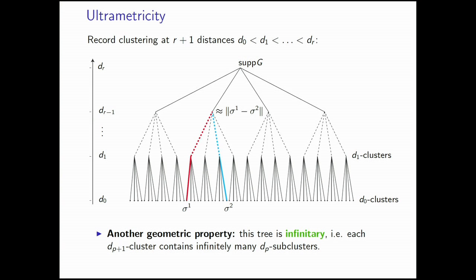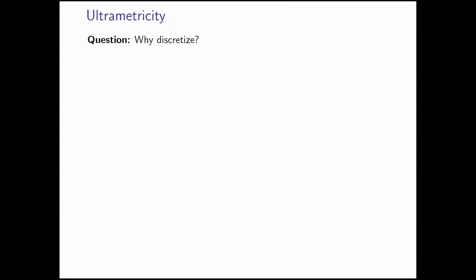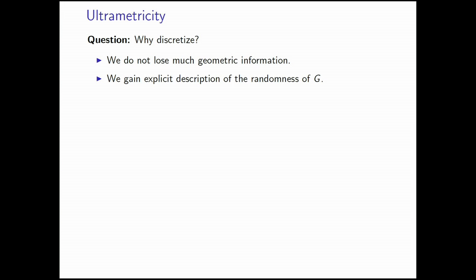And so the question is, okay, why did I discretize? Because if you go back here, I could have just as easily drawn those merge points at any point of time. Well, the reason is that on one hand, we don't lose any geometric information about the distances between points except for this little error, right? But what we gain by discretizing is a very explicit description of the randomness, because this is a random measure. You want to describe not just how it looks geometrically, but what the probabilities are.